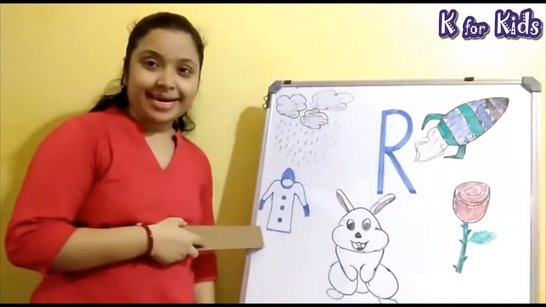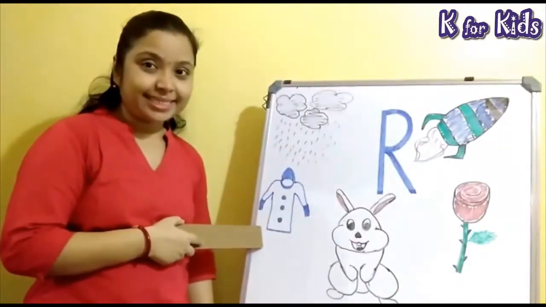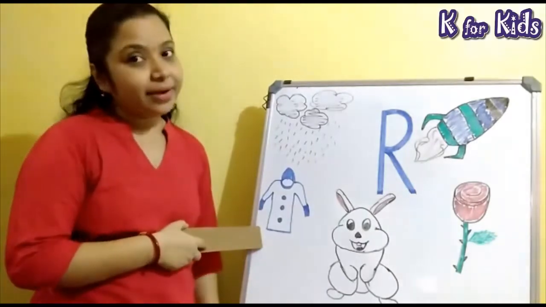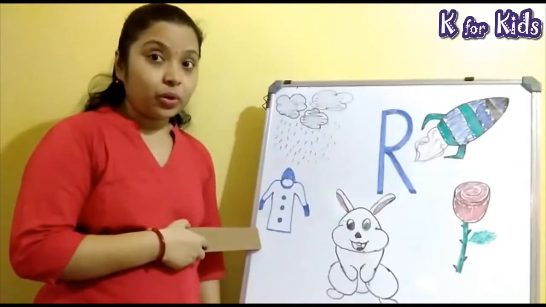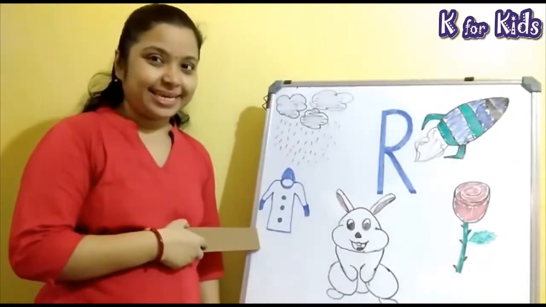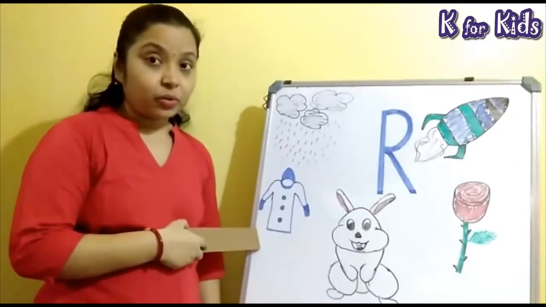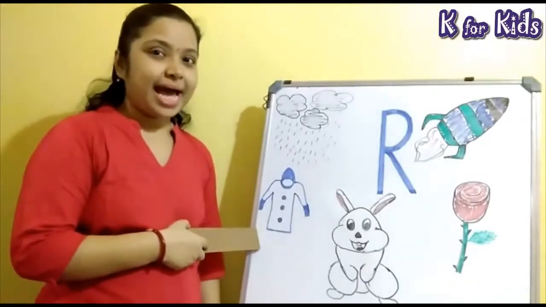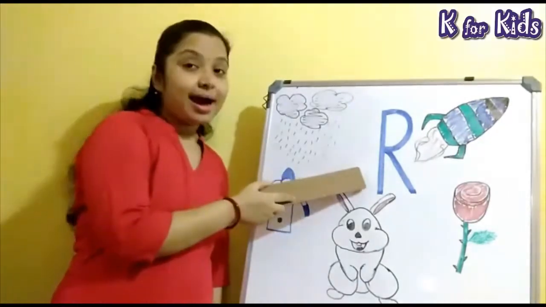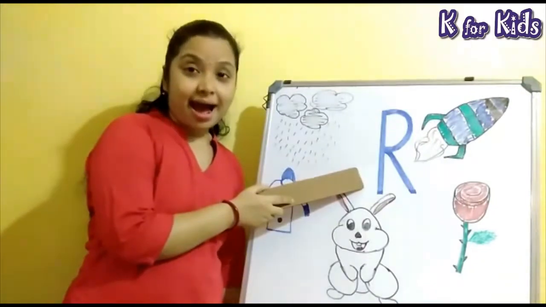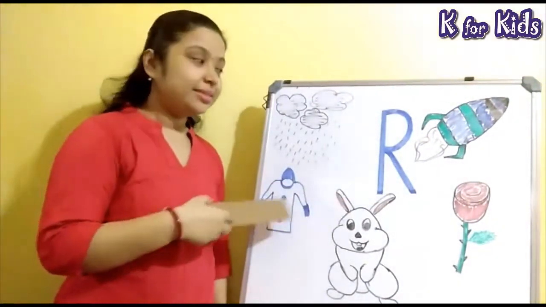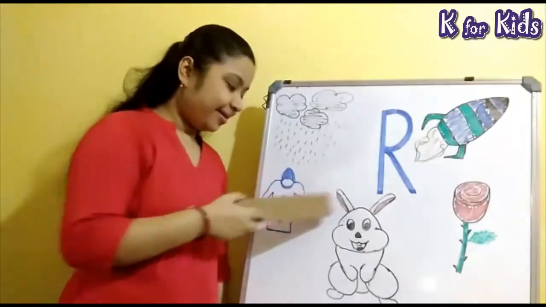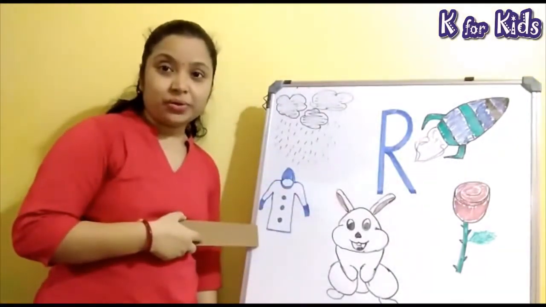Children, look here. What is this? This is a raincoat. We wear raincoat in the rainy season. Raincoat starts with the alphabet R. R for raincoat.